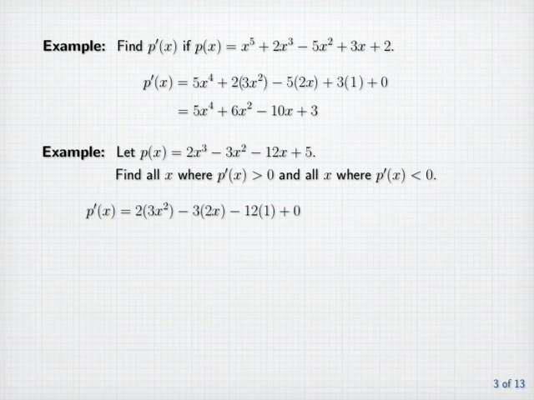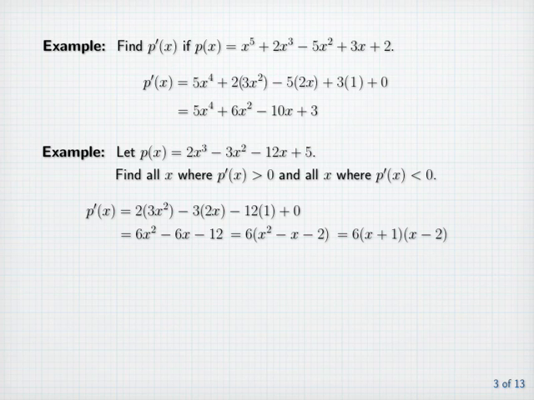It's 2 times the derivative of x cubed, which is 3x squared, minus 3 times the derivative of x squared, which is 2x, minus 12 times the derivative of x, which is 1, plus the derivative of 5, which is 0. So we have 6x squared minus 6x minus 12. Now, since we want to know where this is positive and negative, we'll factor, first factoring out the common factor 6, and then factoring x squared minus x minus 2 into x plus 1 times x minus 2.